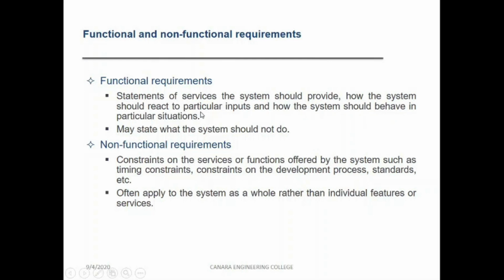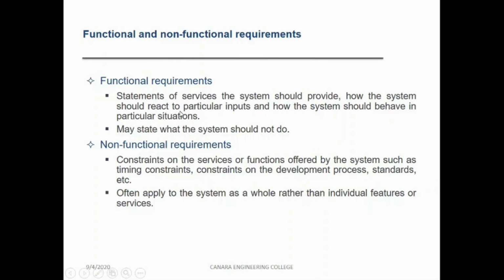For functional requirements, we can give a very good example: your VTU website, results.vtu.ac.in. Its main function is to show the results of the students. That is the functional requirement of results.vtu.ac.in. And at a time only 100 users can view the results. If it is more than 100, then there will be some server error. So these are some of the functional requirements.